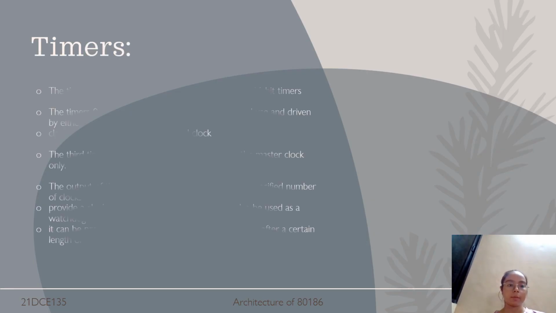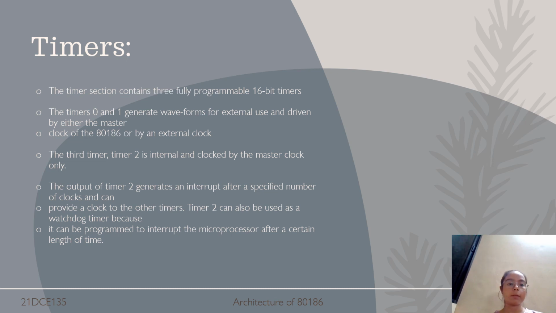There are timers: timer 0, 1 and 2. Timers 0 and 1 generate waveforms for external use and are driven by either the master clock of the 80186 or by an external clock. The third timer, timer 2, is internal and clocked by the master clock only. The output of timer 2 generates an interrupt after a specified number of clocks and can provide a clock to the other timers. Timer 2 can also be used as a watchdog timer because it can be programmed to interrupt the microprocessor after a certain length of time.